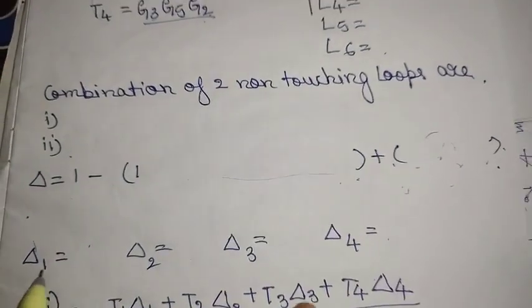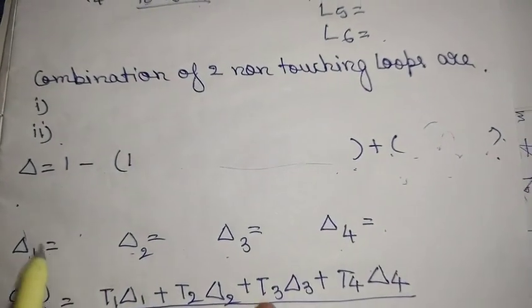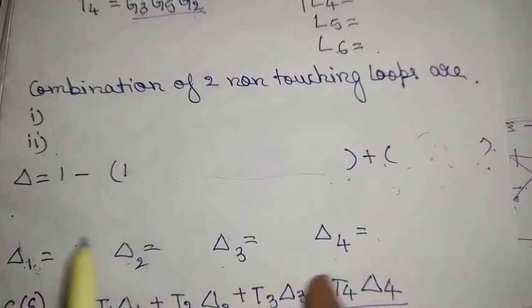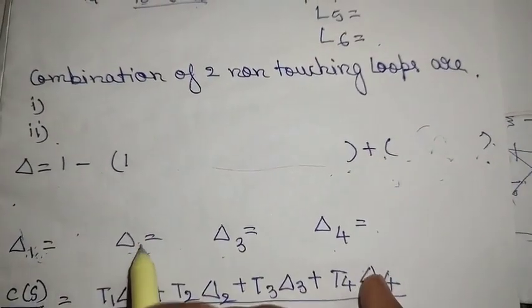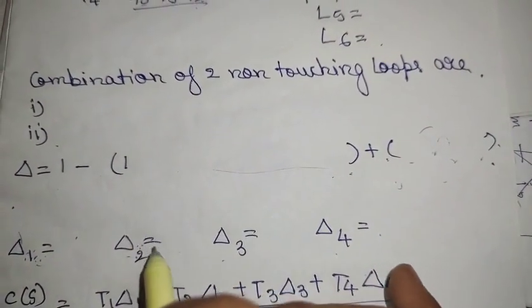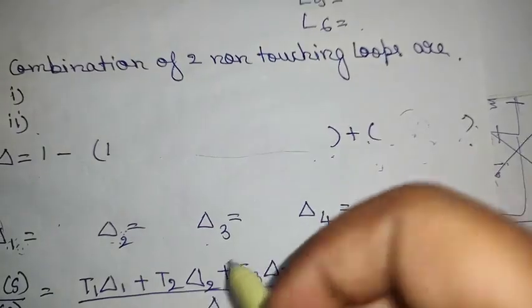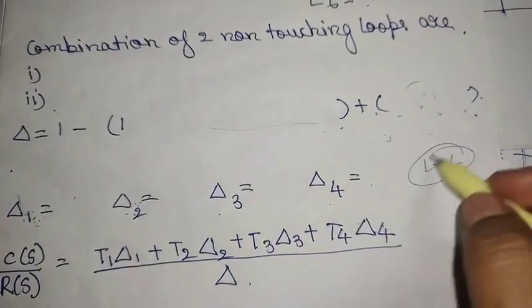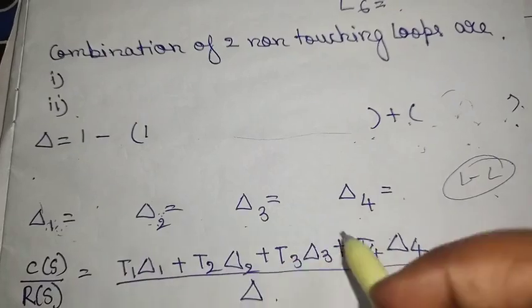It is continued. So delta 1, delta 2, delta 3, delta 4 values. How we will find out: whether the path is touching the loop or not. If path 2 is touching all the loops, then it is considered as 1. If it is not touching a particular loop, then you should write 1 minus that particular loop. If the path is touching all the loops, then this delta value will become 1.